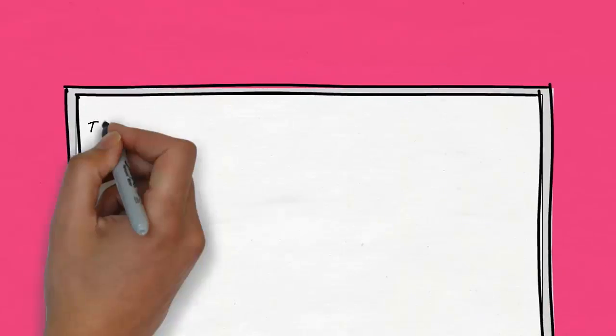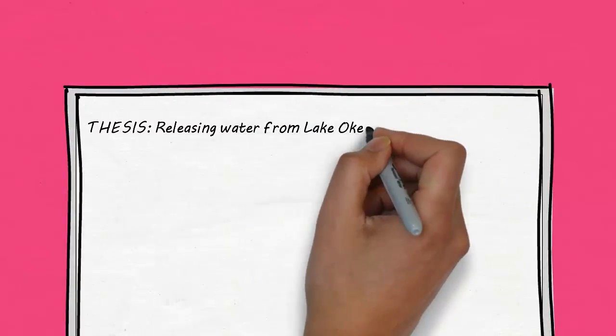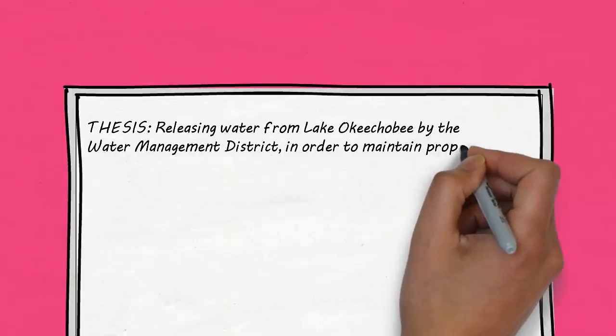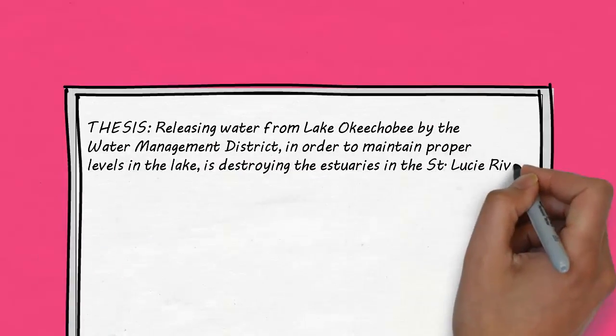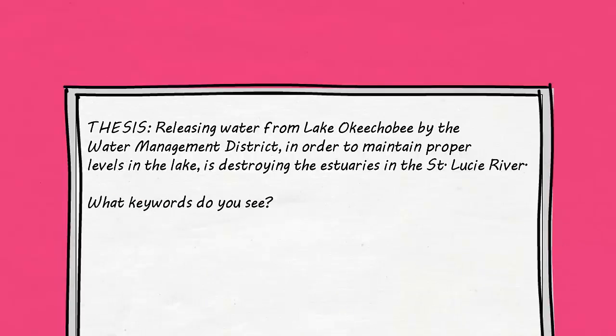Another thesis is this: releasing water from Lake Okeechobee by the Water Management District in order to maintain proper levels in the lake is destroying the estuaries in the St. Lucie River. What keywords do you see?